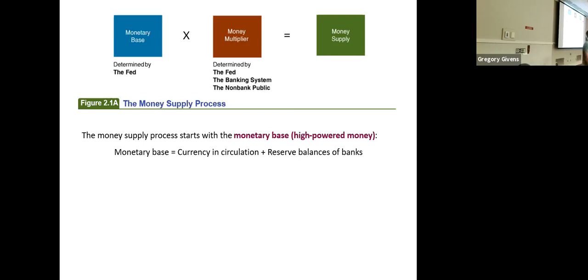Monetary base has a simple definition. It's equal to currency in circulation plus reserve balances in the private banking sector. Now, we all know what currency in circulation is. Let's again be clear. What are reserve balances? These are the fraction of bank deposits that banks have elected to hold in reserve as opposed to loaning out or investing in other products, right?